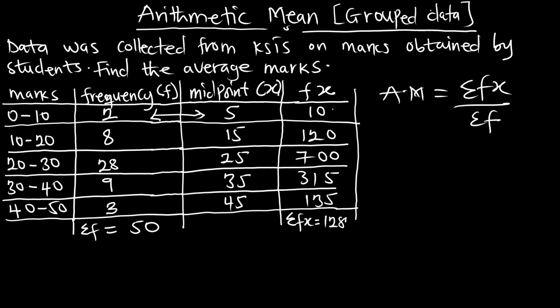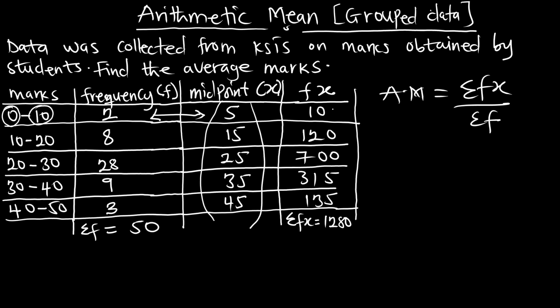1280. So here the only thing you have to pay attention to is how we can get the midpoint for the class. These values are the most important thing, how to get them. Remember, it is the lower plus the upper divided by 2.